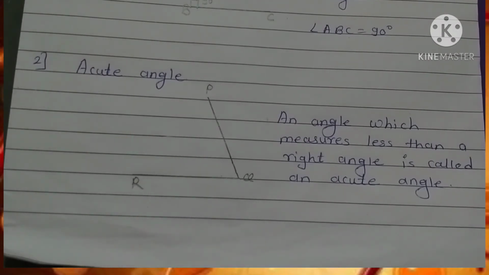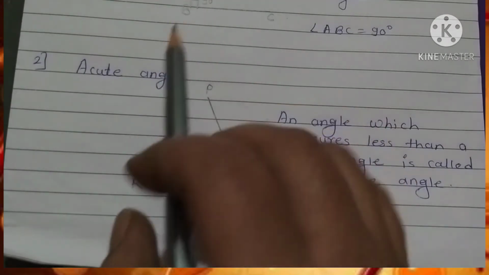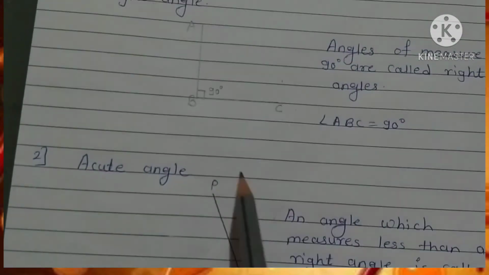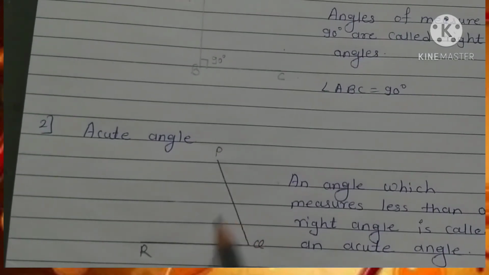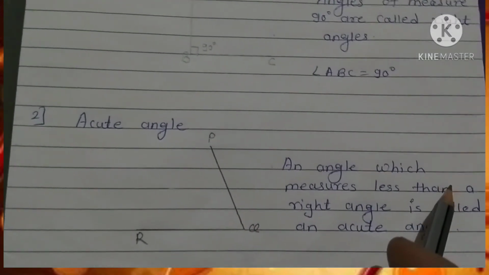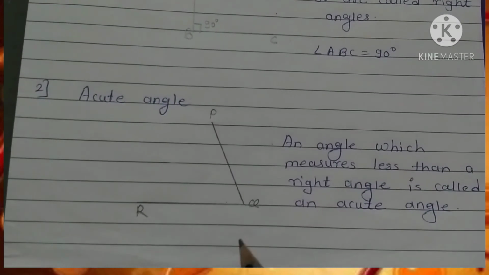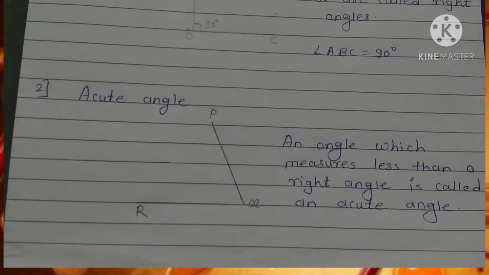Now the second type of angle is the acute angle. Acute angle means what? An angle which measures less than a right angle is called an acute angle. See, here is the right angle and this one is smaller than 90 degrees. Its measurement is less than a right angle, meaning less than 90 degrees. So the angle which measures less than a right angle is called an acute angle.